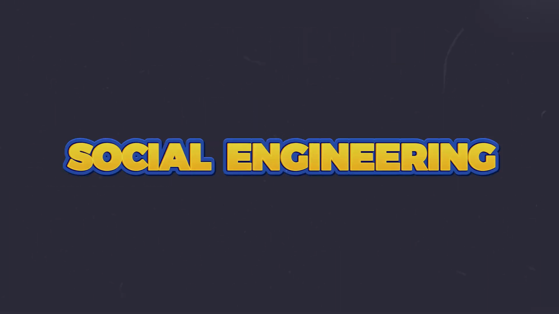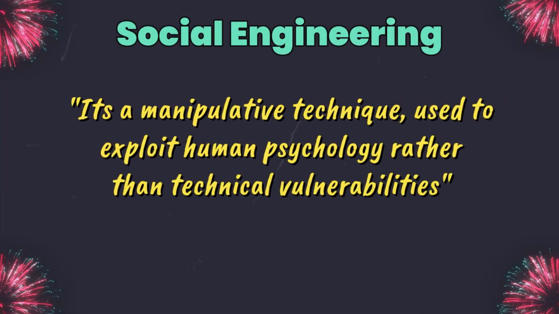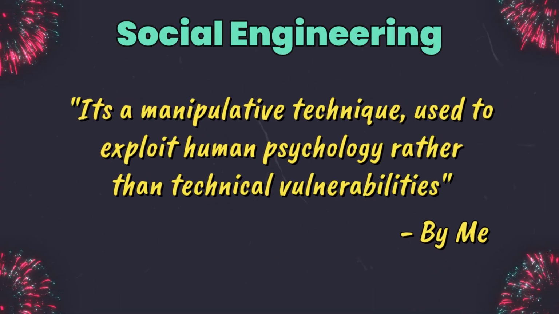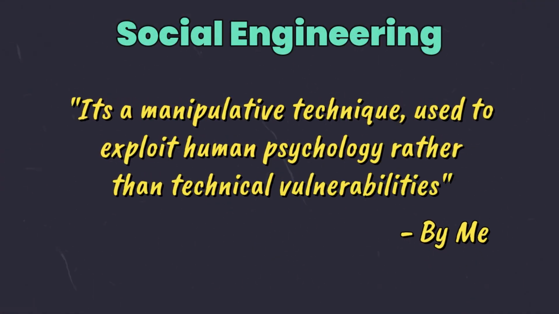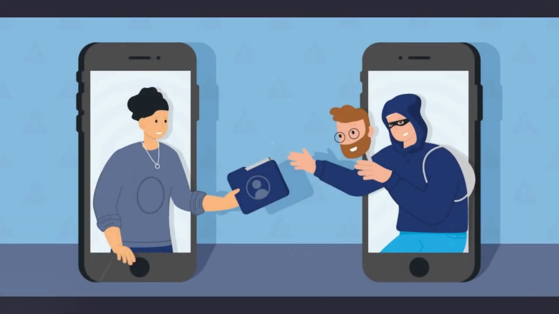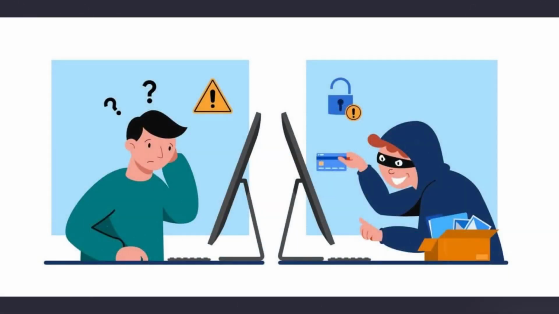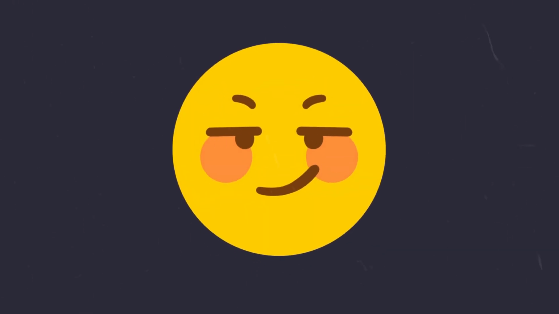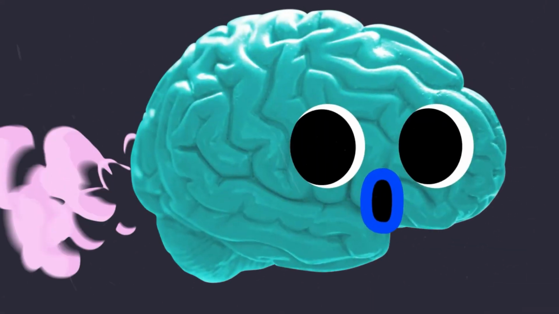Number 3, social engineering. You can see this as a manipulative technique used to exploit human psychology rather than technical vulnerabilities. It involves tricking people into giving sensitive information, such as passwords or personal details, by exploiting trust or creating a false sense of urgency. For example, scam calls and phishing emails. Now, you may think that you cannot fall for this kind of thing, but believe me, scammers also have brains.